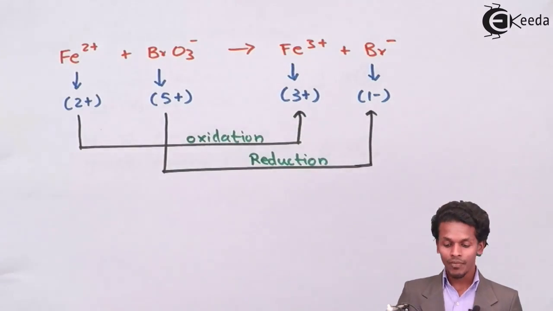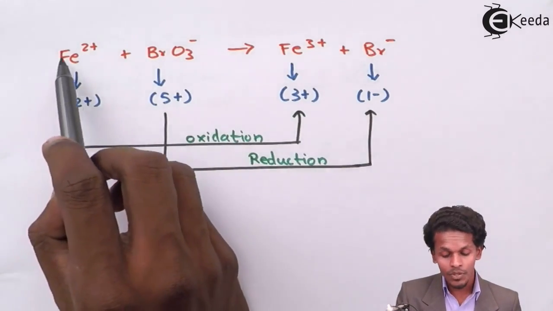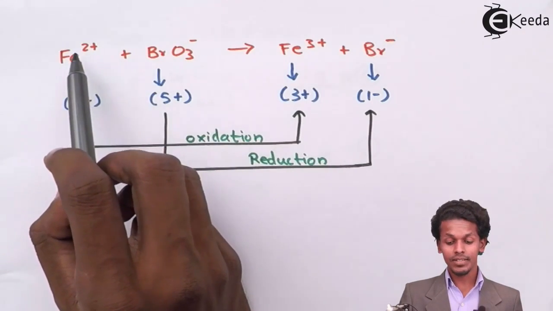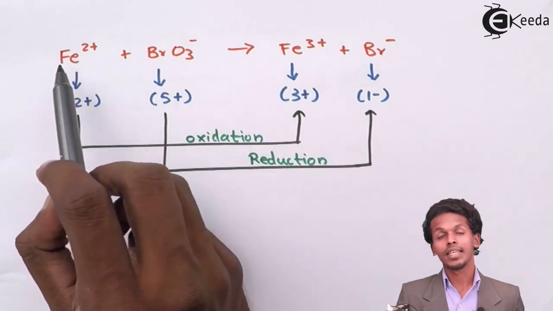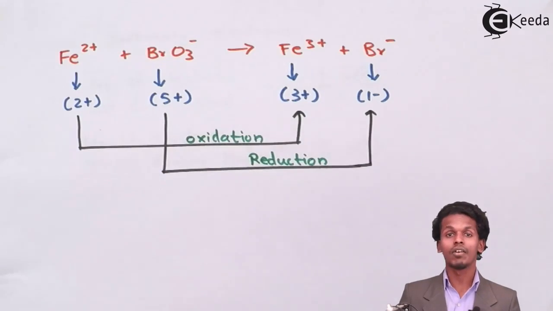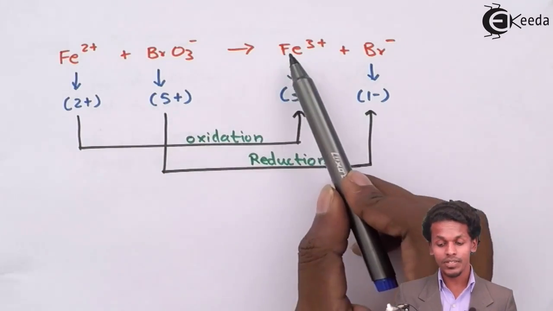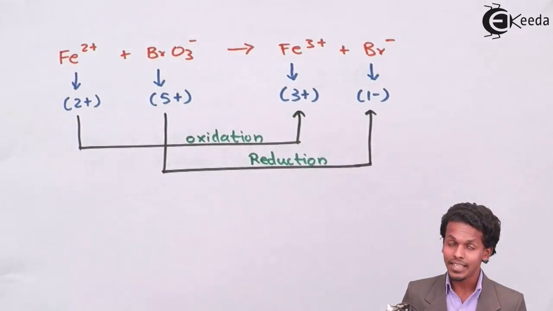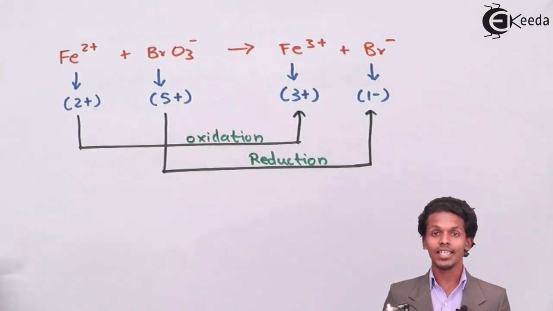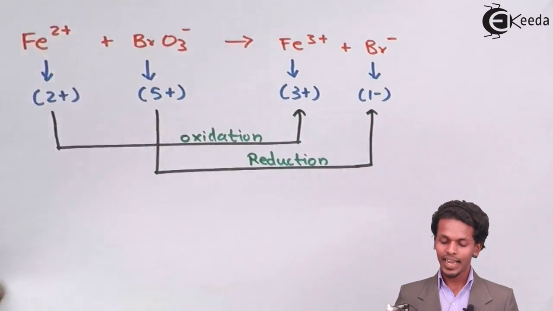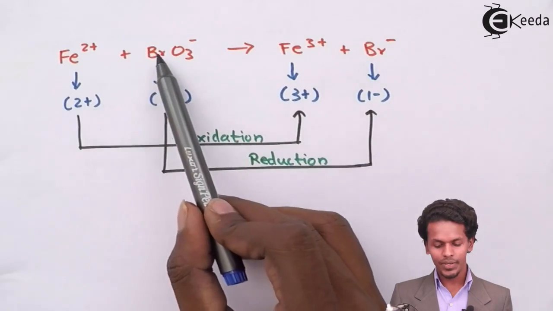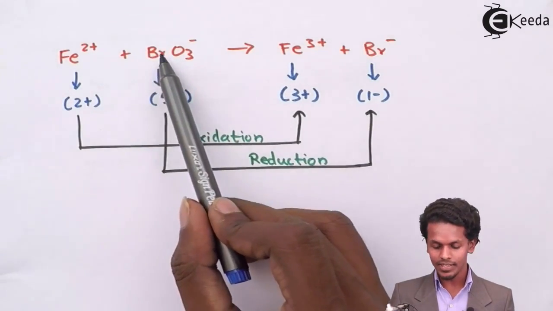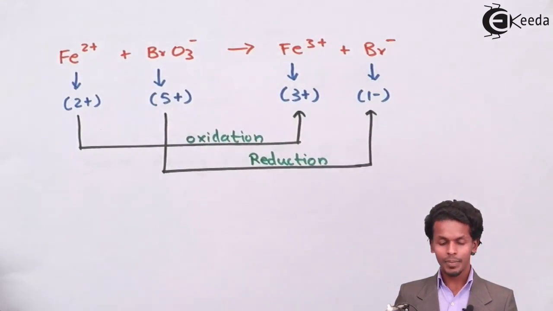So therefore we will multiply 6 times Fe2+, and if the Fe is being multiplied by 6, then on the product side we also have to multiply it by 6. So let us write the overall equation. In this case we don't have to multiply Br with any number, it should be as it is, the same.